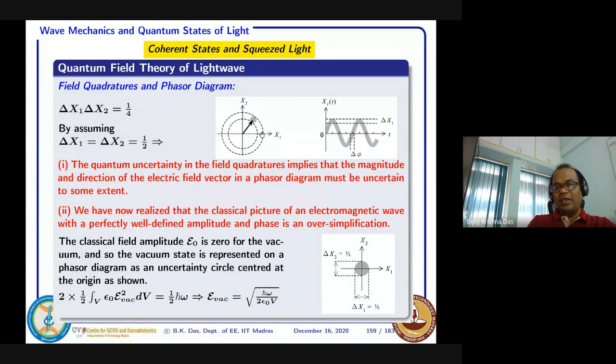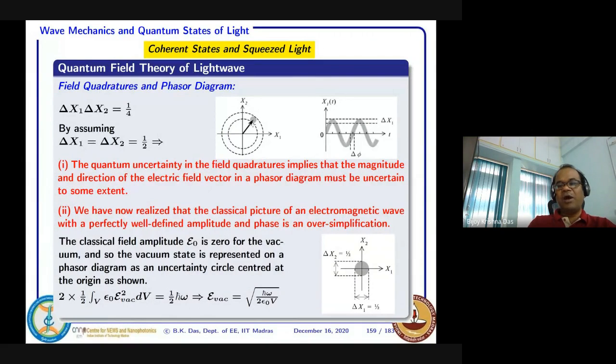So in that case, if your delta x1 is reduced and delta x2 is increased, then you see it will be reduced like this, and the shape of the circle will be changed now. Okay, the other way you can do it also: delta x2 can be smaller, and delta x1 can be relaxed. That type of engineering is called squeezing of the electric field.